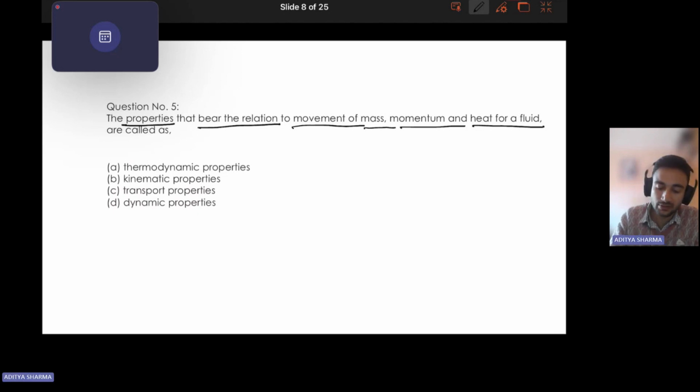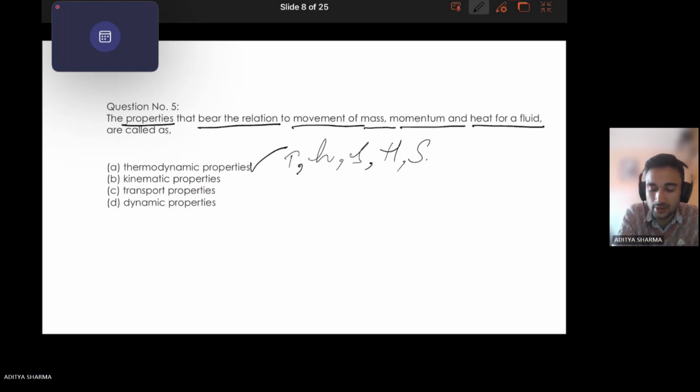So first we have been given thermodynamic properties. In thermodynamic properties, we deal with temperature. All right. We deal with enthalpy, specific entropy, or just enthalpy, or just entropy. All right. So these things are considered in thermodynamic properties.